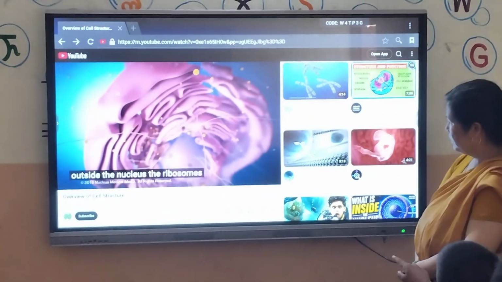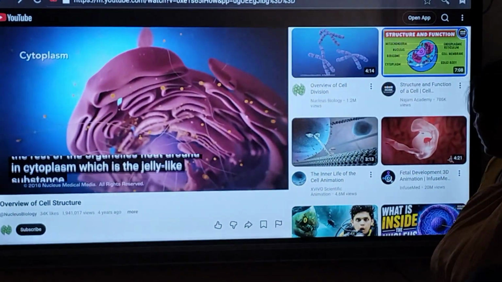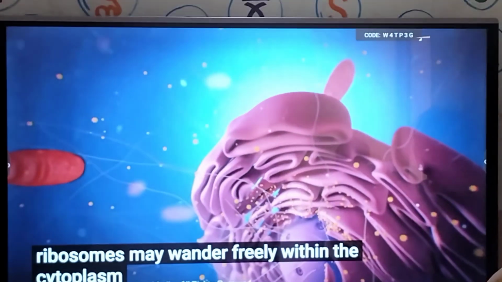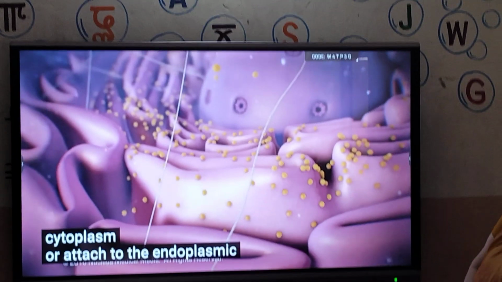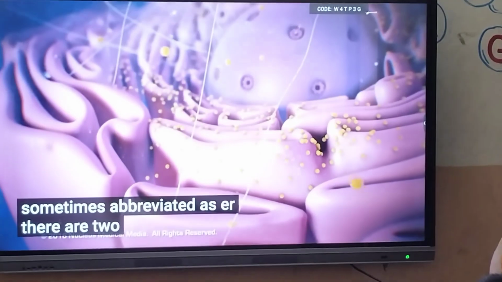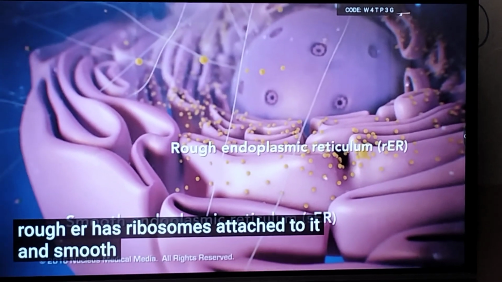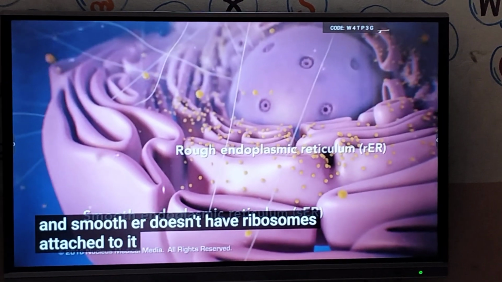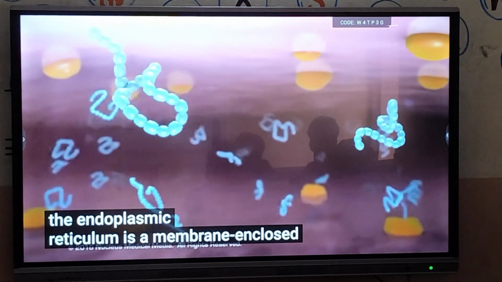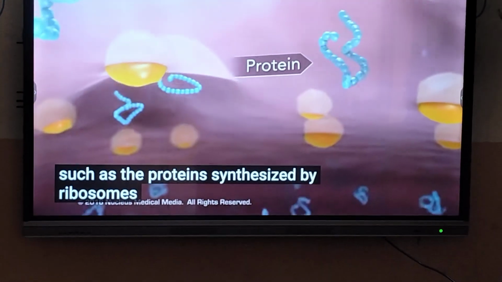Outside the nucleus, the ribosomes and the rest of the organelles fill the cytoplasm, which is a jelly-like substance. Ribosomes may wander freely within the cytoplasm or attach to the endoplasmic reticulum, sometimes abbreviated as ER. There are two types of ER. Rough ER has ribosomes attached to it, and smooth ER doesn't have ribosomes attached to it. The endoplasmic reticulum is a membrane-enclosed passageway for transporting materials, such as proteins synthesized by ribosomes.